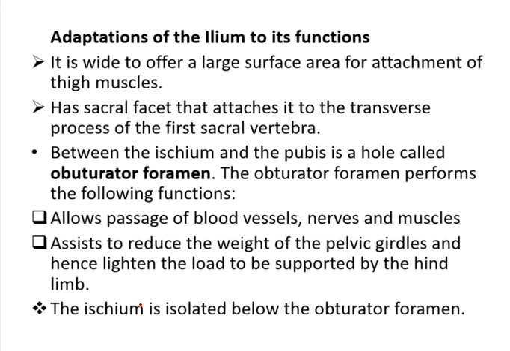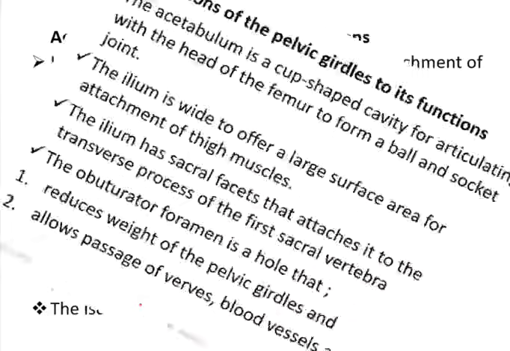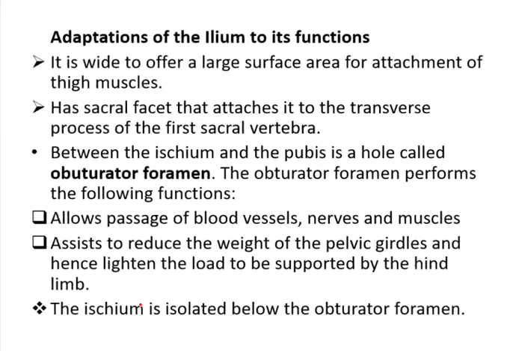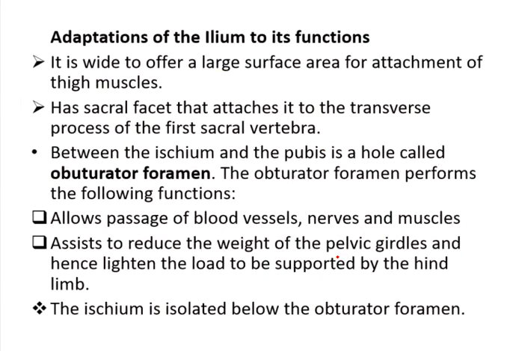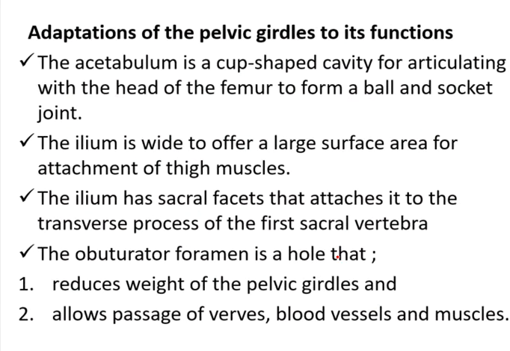The ischium is located below the obturator foramen, and we can look at the ischium. We have our ischium here. The ischium is here, and it's just for provision of surface for attachment of muscles.